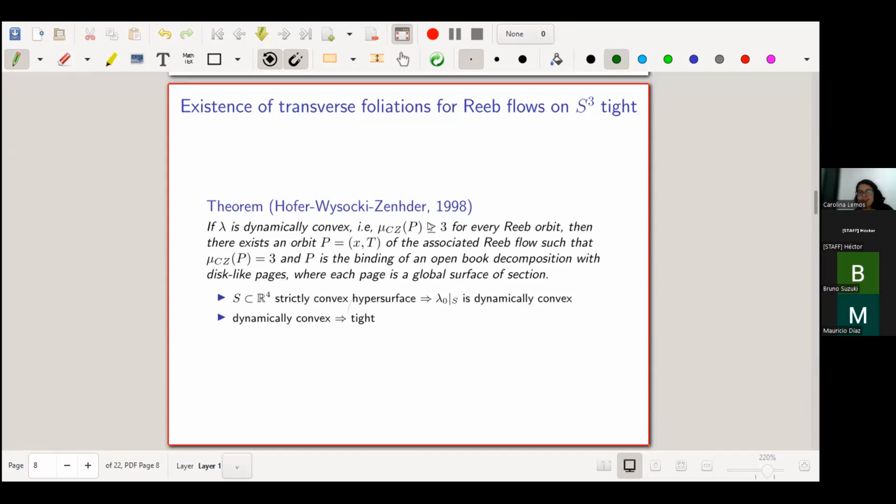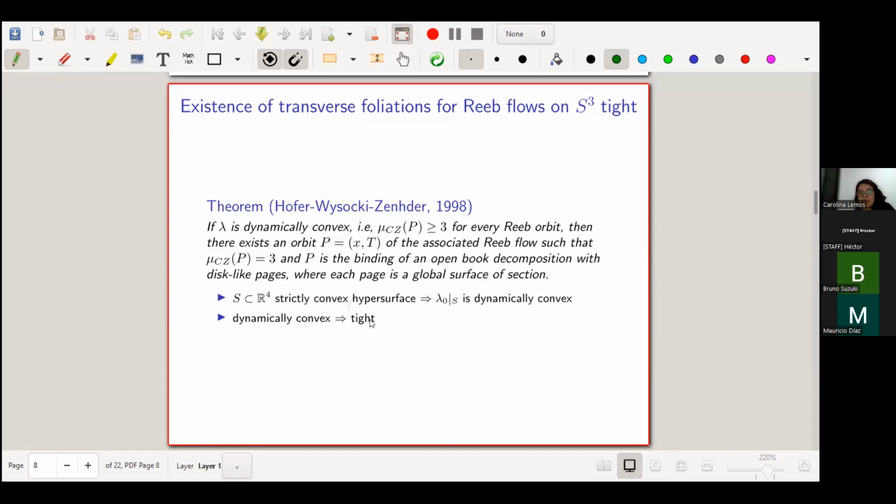So you can think of this as Hamiltonian flows in dynamically convex and strictly convex hypersurfaces. So in this case, there exists an open book decomposition where every page is a global surface of section of the flow. So we have the best scenario possible. We have global surfaces of section, and they are very simple. They are just disks.